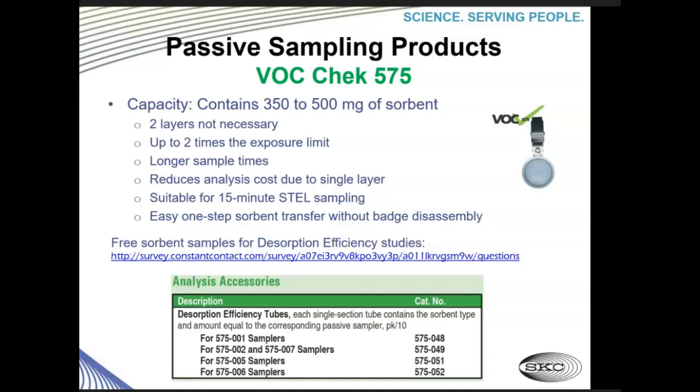This is more than twice the sorbent found in other samplers. So what does that mean to you? Well, it means that a second layer is not necessary. Even though you don't need a second layer, you will still get up to 2 times the exposure limit, longer sample times, and it reduces the analysis cost and time required since there is just 1 layer of sorbent.